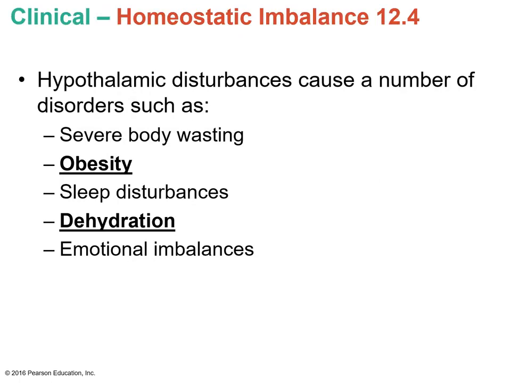If there are disturbances, problems, or abnormalities with the hypothalamus, you can have several different disorders. You can have obesity, you could have sleep disturbances, you could become dehydrated, there could be emotional imbalances. So the hypothalamus is probably considered one of the main homeostatic control centers. And if you don't maintain homeostasis, I mean, that's maintaining your internal balance of everything. So if that gets off, you're in trouble.